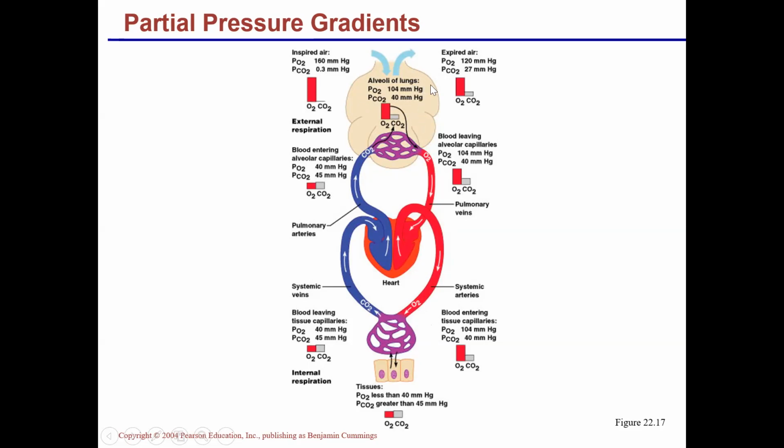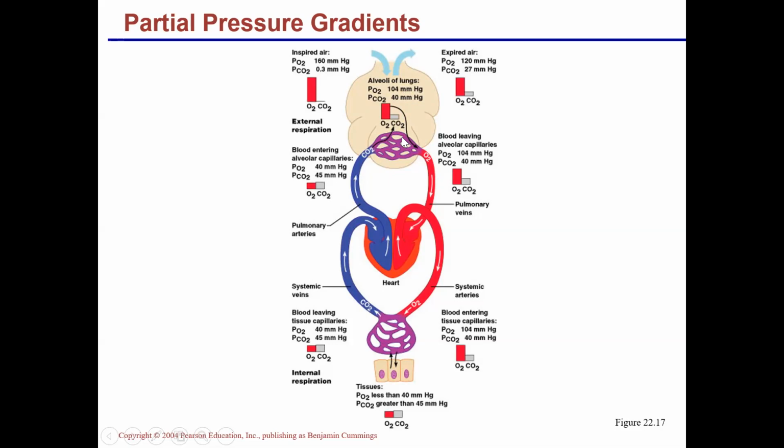In the alveoli, you see the partial pressure for oxygen is 104. The partial pressure for CO2 is about 40. These two numbers you probably should remember, because later on, to understand the mechanism, you need to know these numbers. So one more time, in the lung, when you inhale fresh air in, the partial pressure for oxygen is about 104. The partial pressure for CO2 is about 40.